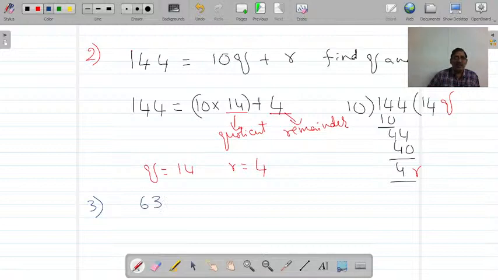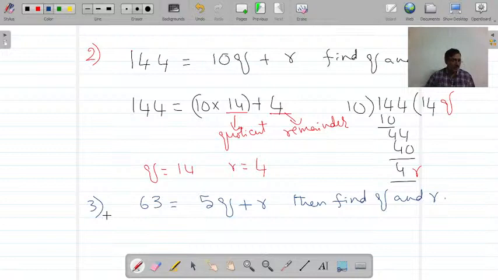63 is equal to 5Q plus R. Then find Q and R. Again, you just try it and type your answers in the chat box. I am waiting for your answers. Some of you are doing it correct. Go ahead. It is fantastic to see that you people are doing it nice. It's a very easy problem. You can do it. Come on. So just the way in which you solved the earlier problem, the same method you can adopt and solve this even. Simply find the values of Q and R.